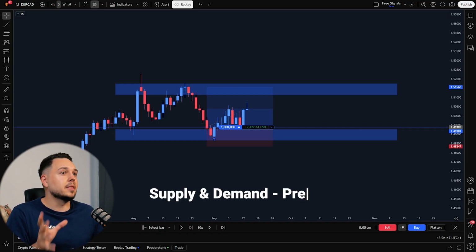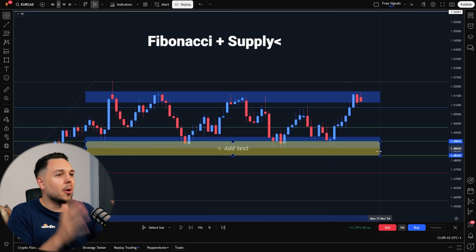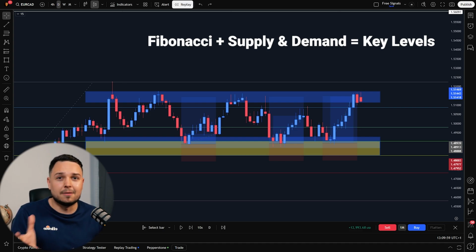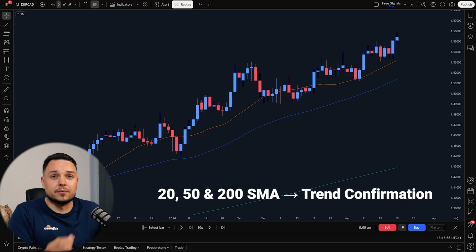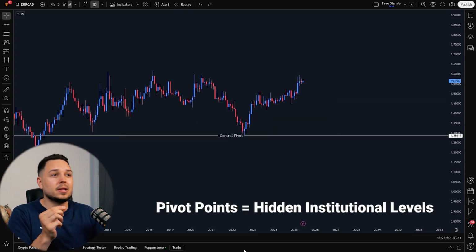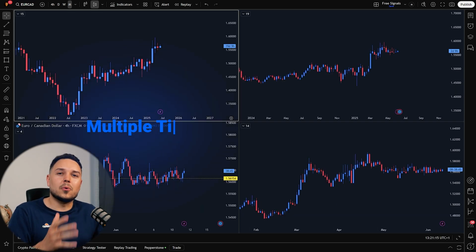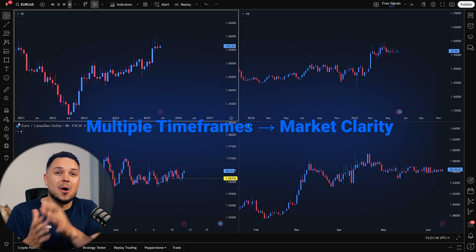How I use supply and demand zones for perfect entry and exit points. My simple trick to combining these zones with Fibonacci retracements to find powerful trading levels. The free moving averages I'll always rely on to instantly confirm the trend. How pivot points reveal hidden support and resistance areas where big players trade. And of course, how to easily align multiple timeframes to get crystal clear market direction.